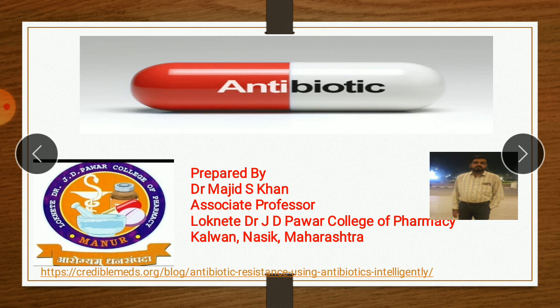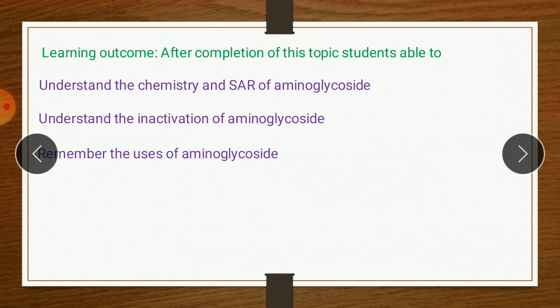I welcome all of you to this lecture 5 of antibiotics. In this lecture, we will cover aminoglycoside antibiotics. Learning outcome: after completion of this topic, a student will be able to understand the chemistry and structure activity relationship of aminoglycosides, understand the inactivation of aminoglycosides, and remember the uses of aminoglycosides.